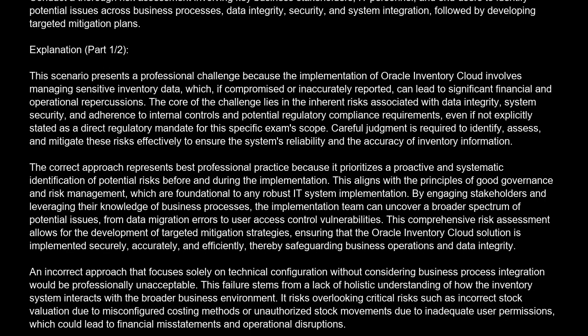The correct answer is B. Conduct a thorough risk assessment involving key business stakeholders, IT personnel, and end users to identify potential issues across business processes, data integrity, security, and system integration, followed by developing targeted mitigation plans.